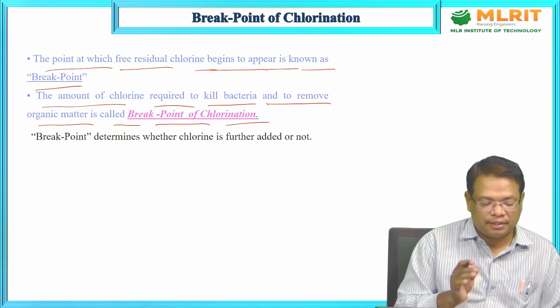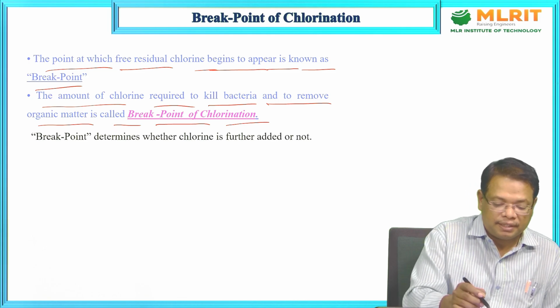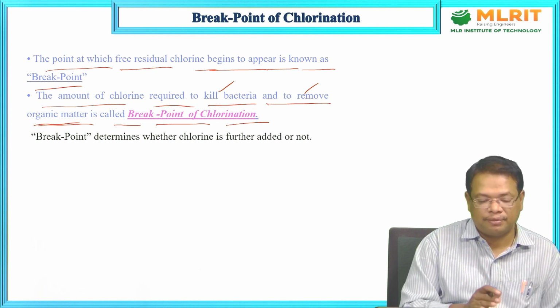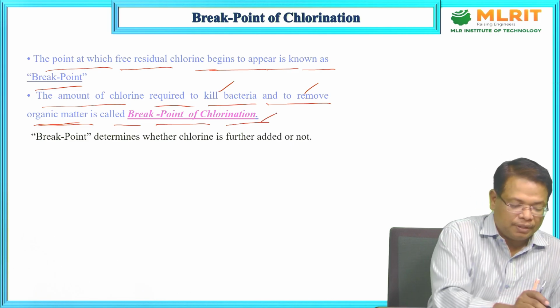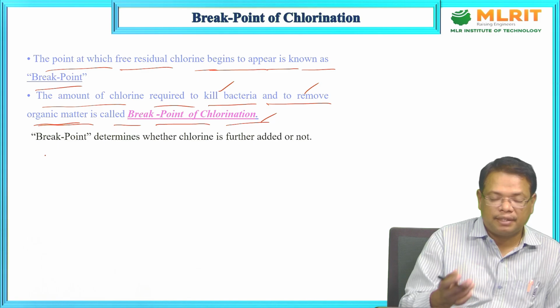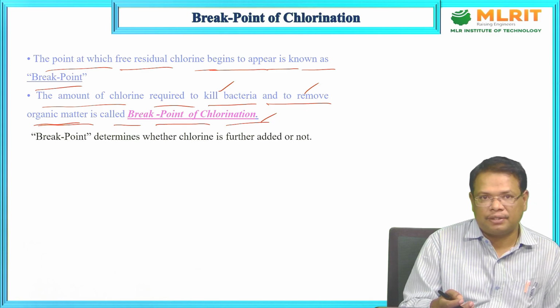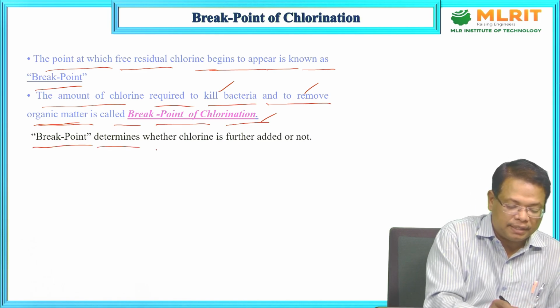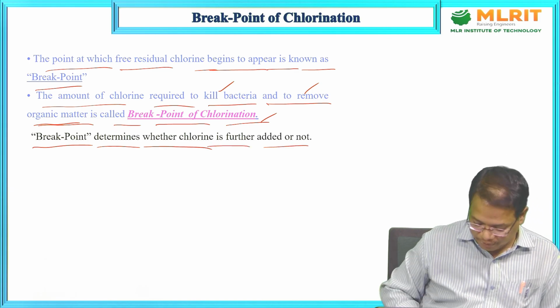The addition of the chlorine is stopped at a certain point, when it is adequate to kill the bacteria and to remove the organic matters and inorganic compounds. So this is the breakpoint of the chlorination. Once these are all removed, we have to stop the chlorine addition. Otherwise, the additional chlorine gives a bad taste to the water, and it is also toxic to human beings. The breakpoint determines whether the chlorine is further added or not. This is the condition we have to know.